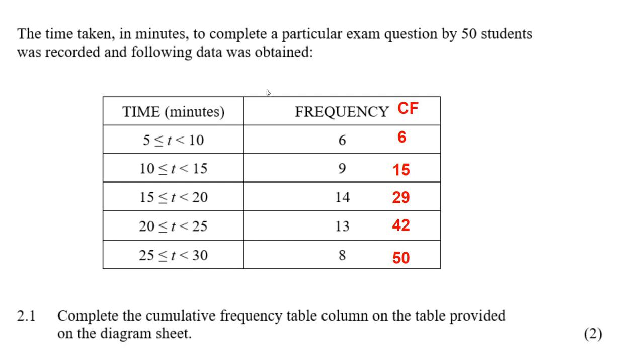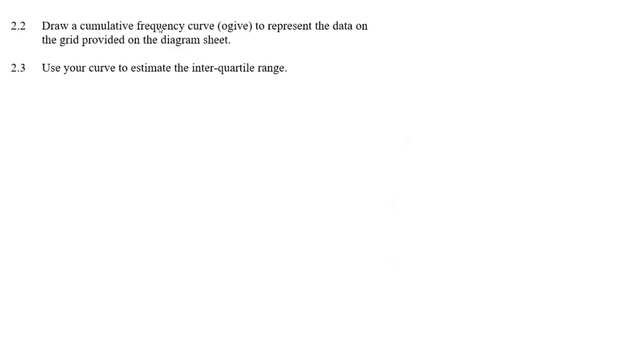The time taken to do it was recorded. Okay, there were 50 people where the times were recorded. Now let's try the next question. Draw a cumulative frequency ogive, that is, a curve, to represent the data.